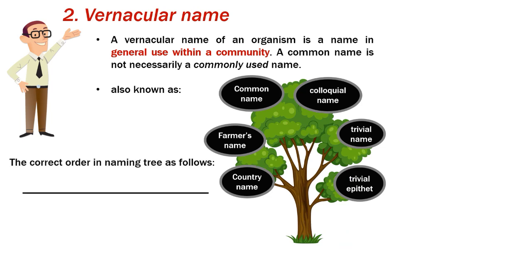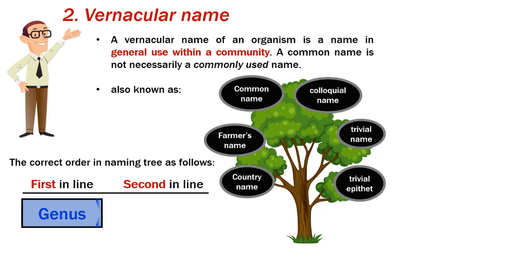So the correct order in naming trees based on vernacular name is as follows. First in line is a genus, and second in line is a species. It is not necessary to write down the person who described it.